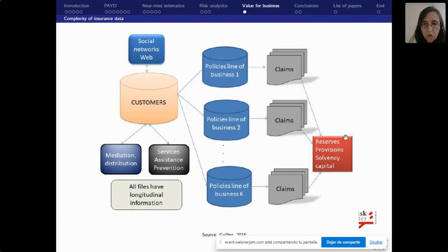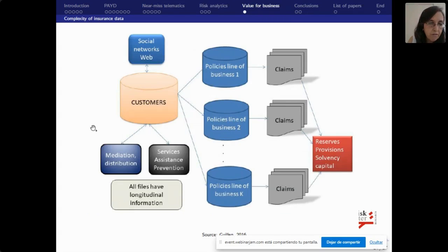There are also these concerns about reserves. I mean, if there has been an accident, but maybe there's going to be a legal procedure until the accident is being paid, you have to reserve money. There is this solvency capital standard because the company has to stay solvent, so that there must be money to pay those claims.